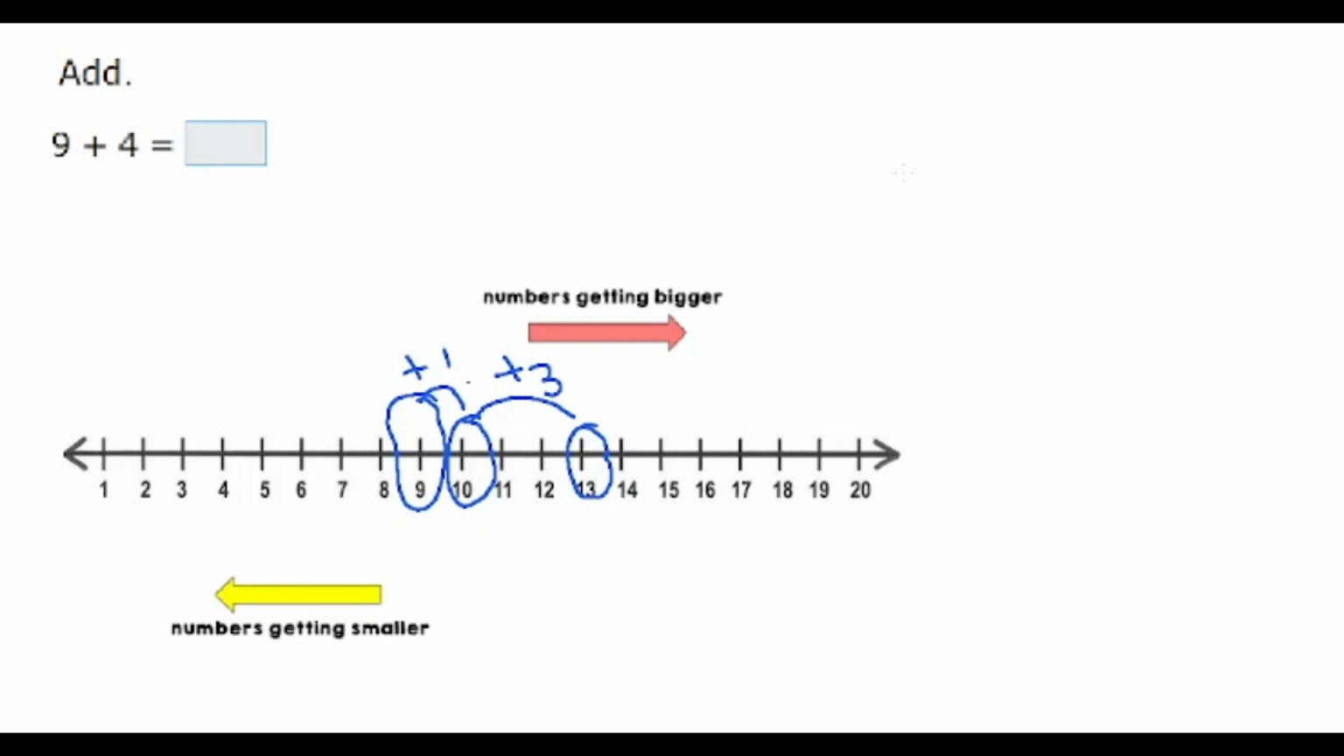So we know that the answer to 9 plus 4 equals 13.